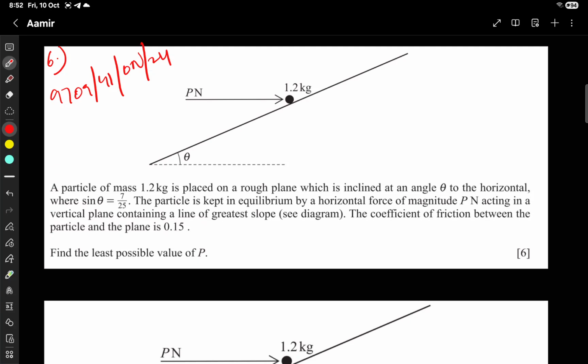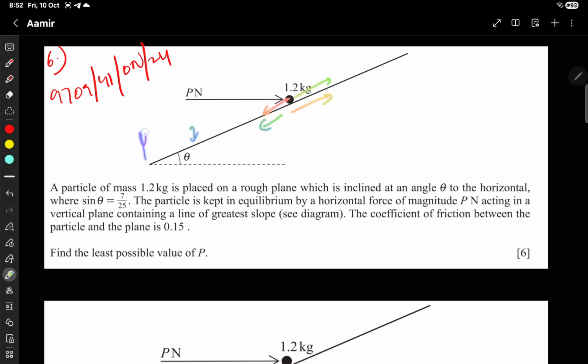And here we have a slope. As you can see, this is the slope. On this slope we have a ball. That ball is held at rest because of this P force. That P force is completely horizontal, and if I have this as theta, we know that this is also theta, and this plane is a rough plane. That means friction will also be acting. If the ball is going down, the friction will be up. If the ball is going up, the friction will be down.